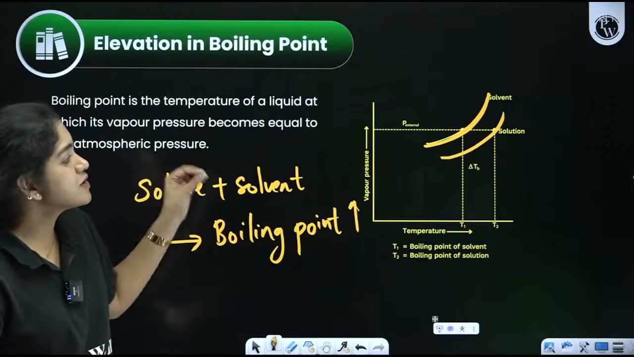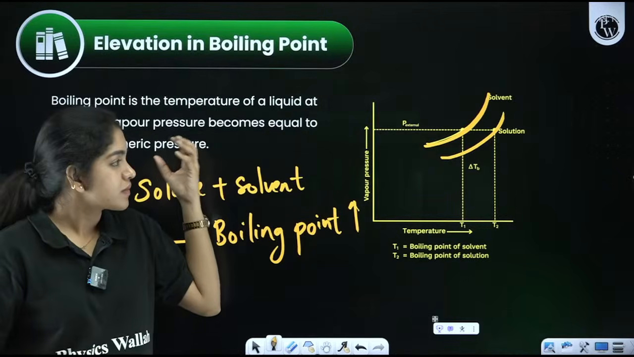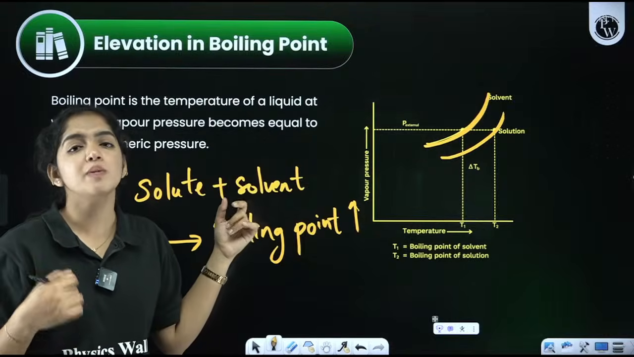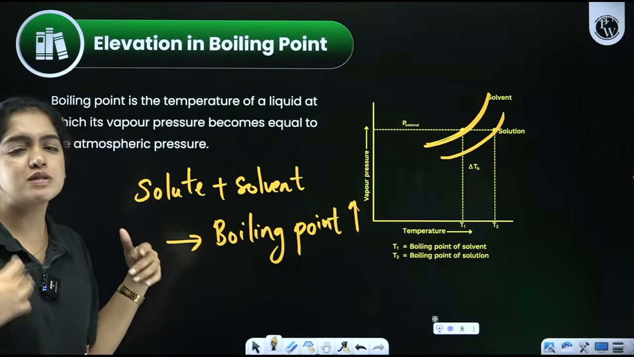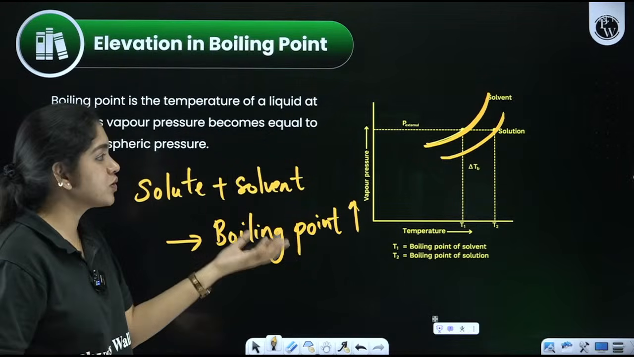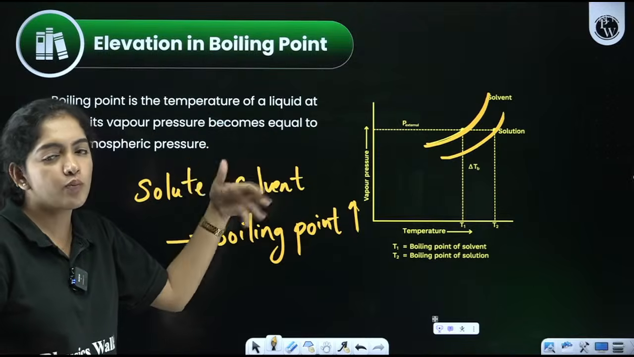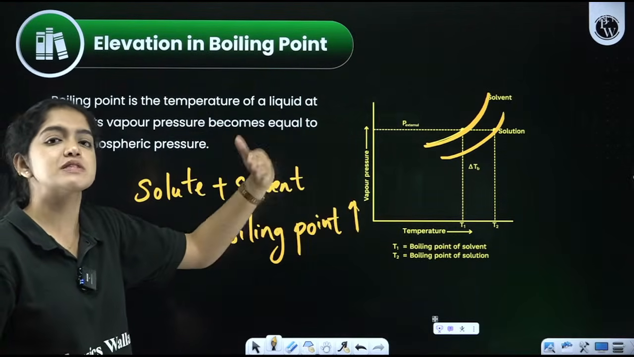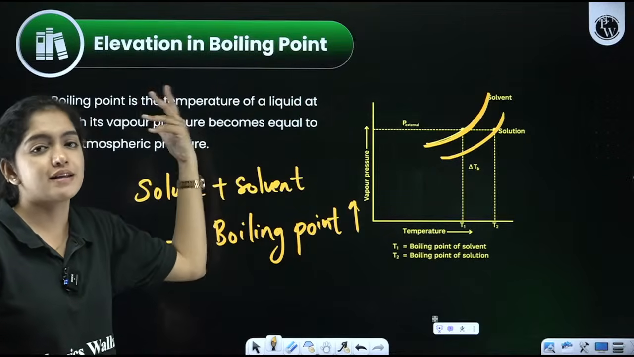So, when we add solute to solvent, it becomes a solution. The boiling point will increase. Why? Because the solute molecular mass is very high, so the solution's mass will be very high. So, more time is required for the boiling purpose, and more temperature is required for the boiling point.